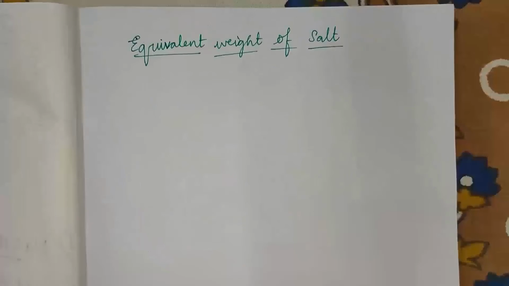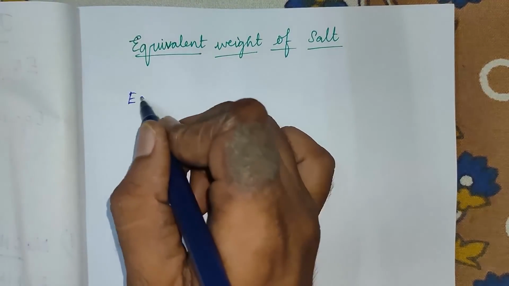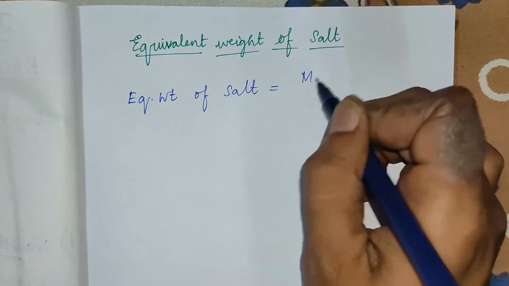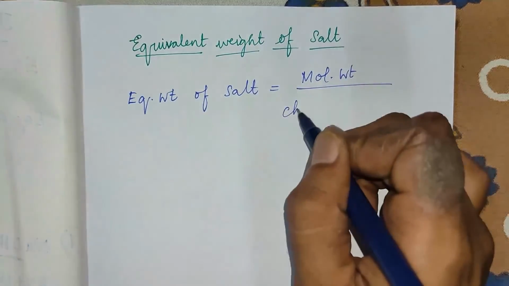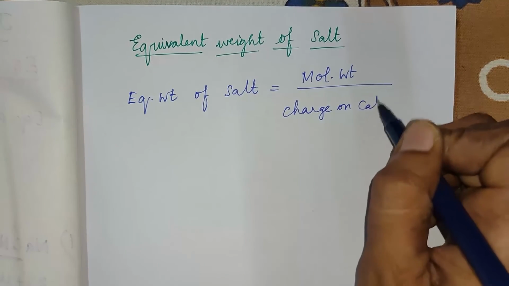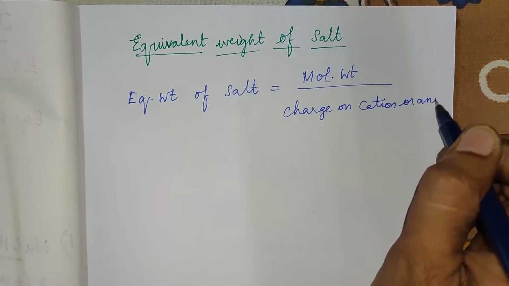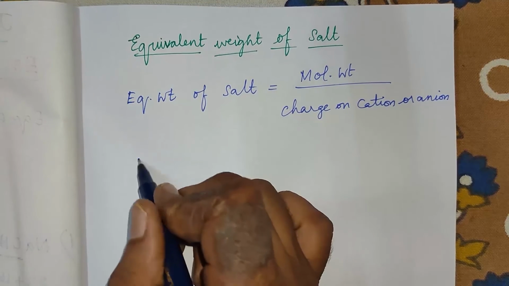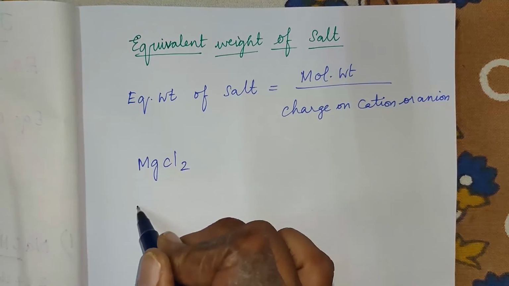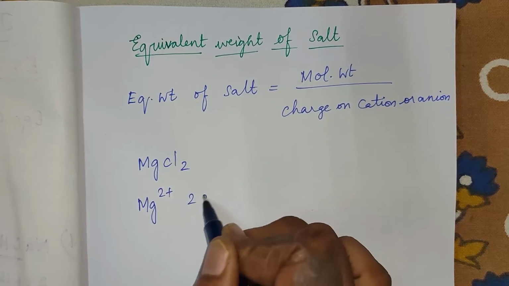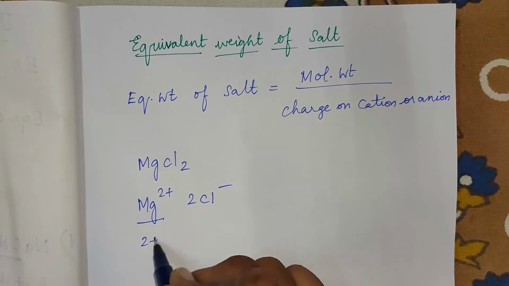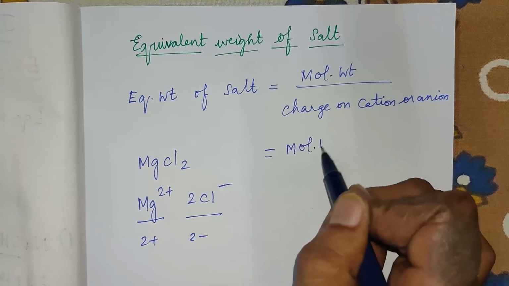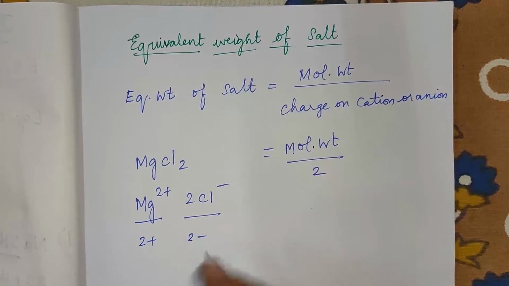Next is going to be equivalent weight of salt. The formula for equivalent weight of salt is equal to molecular weight divided by the charge on the cation or anion. Say for example, we can take so many salts. We will take magnesium chloride. What is the charge on magnesium? Mg2 plus, 2Cl minus. So it has 2 plus or 2 minus. So we have to divide the molecular weight by 2 in this case.